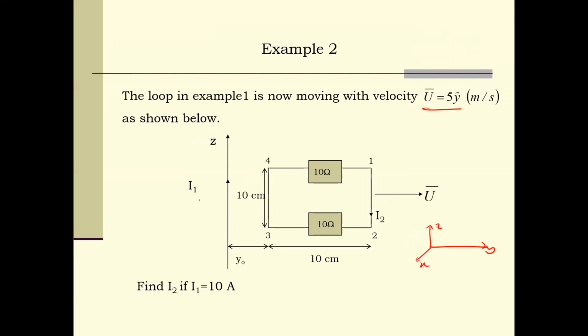Okay, so we have I1, which is given to be 10 ampere. I1 is a DC current because there is no time variation. The distance between I1 and the loop is y naught. The loop is square, 10 centimeter by 10 centimeter, and there is a 20 ohm resistor in series in the loop. The question is to find I2, which is the generated current inside the loop.